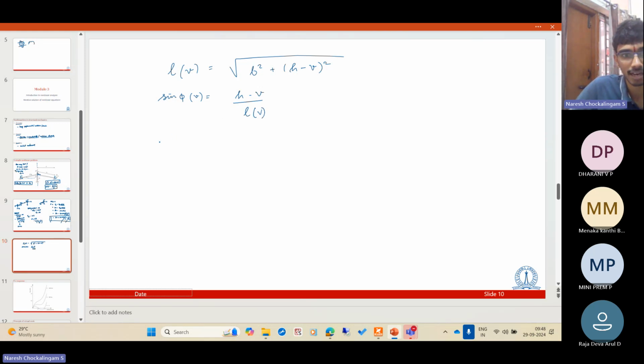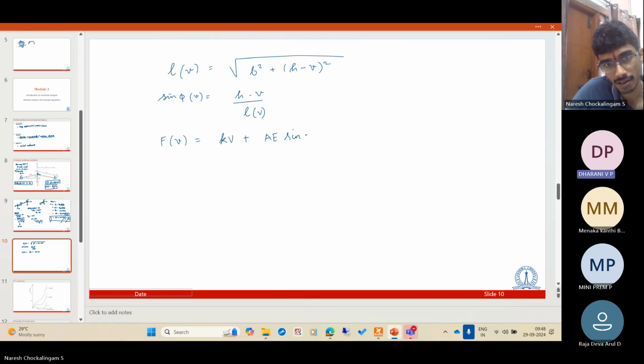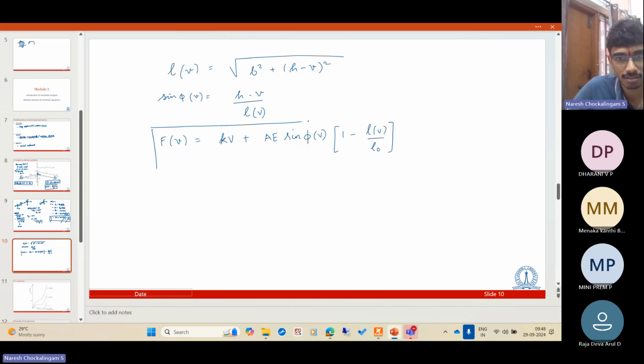And what else do we have? The force. Force as a function of V is actually a function of these two. So that is nothing but KV plus EA sin phi into 1 minus L by L naught. That is, KV plus EA sin phi of V into 1 minus L of V by L naught. So this is totally fine.